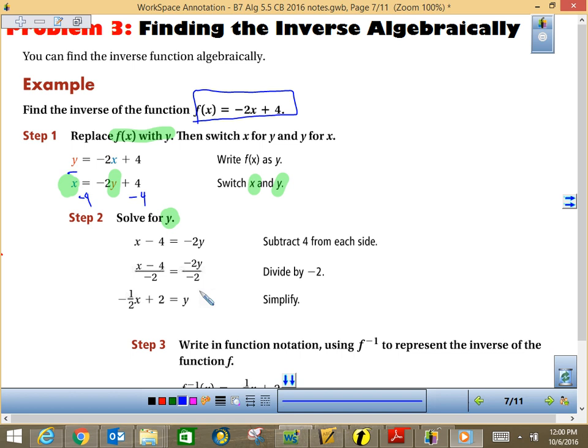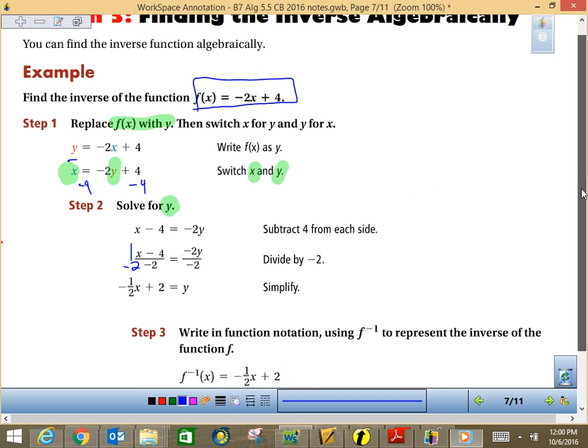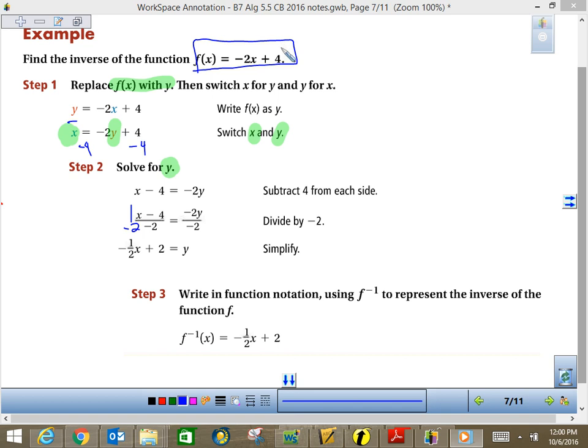I am then going to divide everything by negative 2. I get negative 1/2, so I'm dividing, this is a 1 in front of that x, so negative 1/2 x. Negative 4 divided by negative 2 becomes a plus 2. Here's how you will write your answer at the end of the problem. You'll start with writing this. This will be my final answer. You'll put f to the negative 1 of x. So the inverse function of f is equal to negative 1/2 x plus 2.